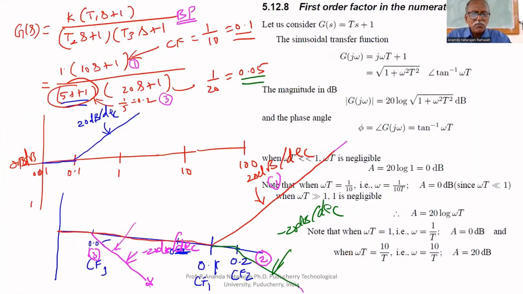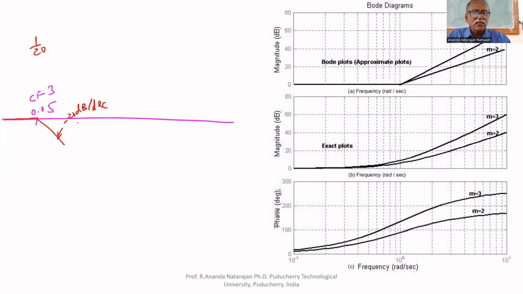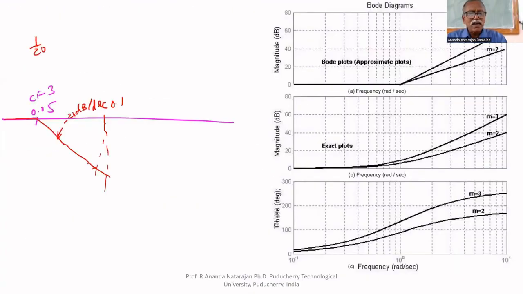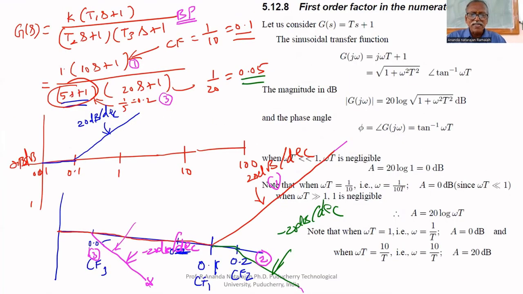Here, up to what point? Up to 0.1. Up to 0.1, it decreases at the rate of 20 dB per decade. After 0.1, you see that it increases at the rate of 20 dB per decade. One is increasing, another one is decreasing. If you add these two together, it becomes 0.